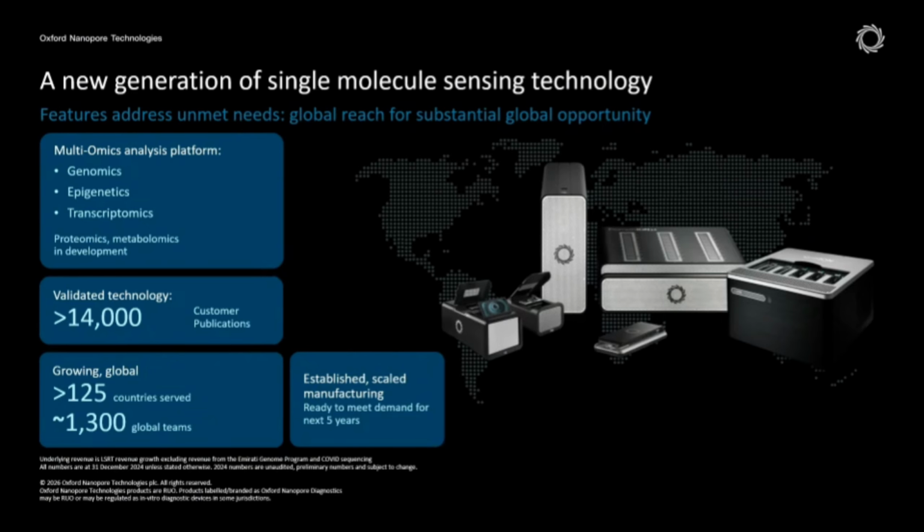This DNA sequencing technology has been rapidly gaining traction since its development. This is reflected in more than 14,000 scientific publications and adoptions in more than 125 countries as of the end of 2024. Continuously, ONT is developing more technologies, including proteomics and metabolomics.